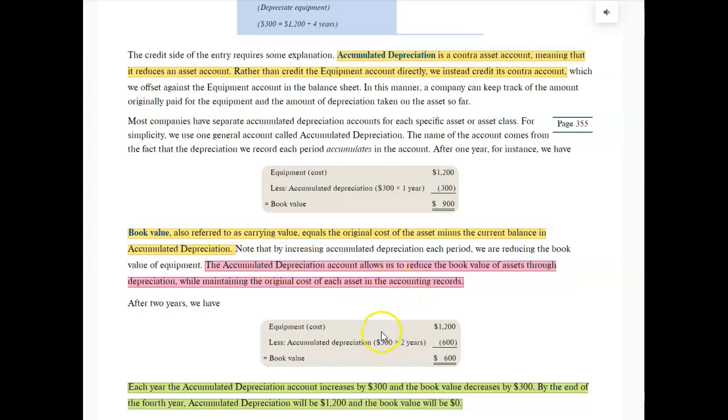After 2 years, if we've taken 2 years depreciation on this asset, we now have $600 in the accumulated depreciation account. Subtract that from the equipment, original cost of $1,200, book value is now $600. So every year after we make that adjusting entry, then we have a lower book value. And each year book value will drop by $300. And then at the end of 4 years, we've written off the entire amount of the equipment. The book value will be 0, because we'll have equipment $1,200, accumulated depreciation 300 times 4 at the end of 4 years, $1,200, book value would be 0.